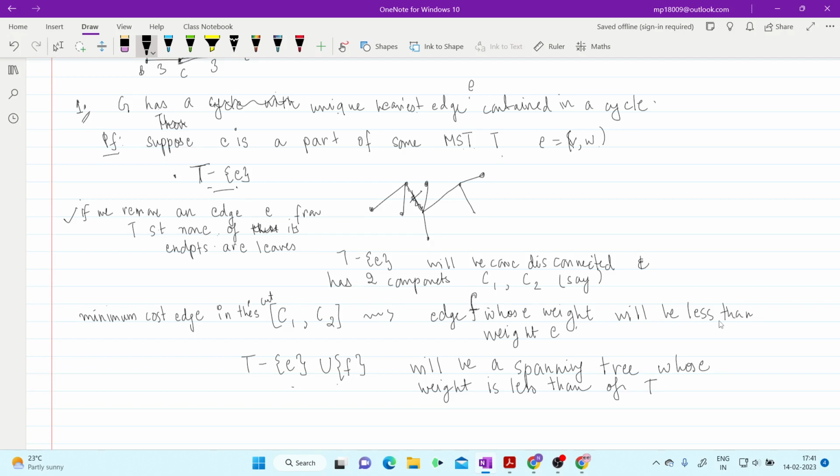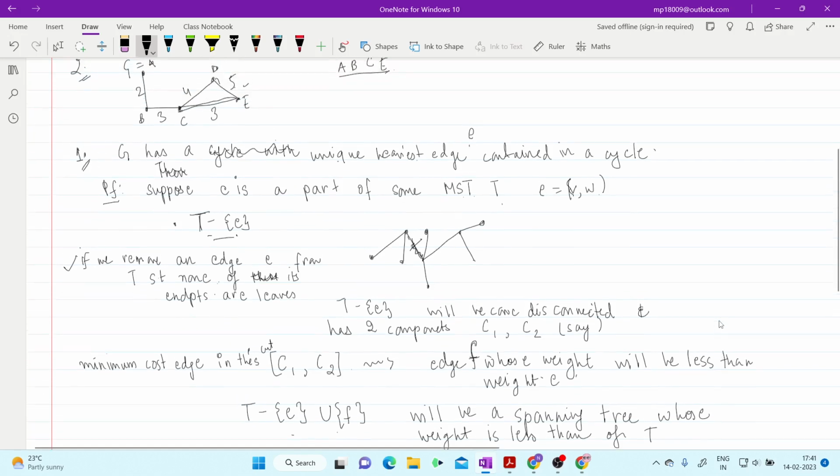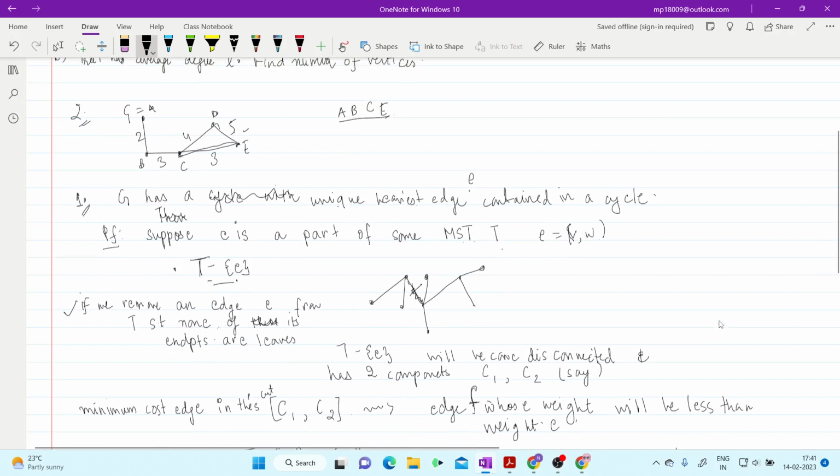And why will this edge be different from E? Because in this graph, we see that this was the highest weight edge. It was contained in some cycle. So what we are saying is that suppose we remove this edge. Now if we remove this edge, we see that we are left with this.